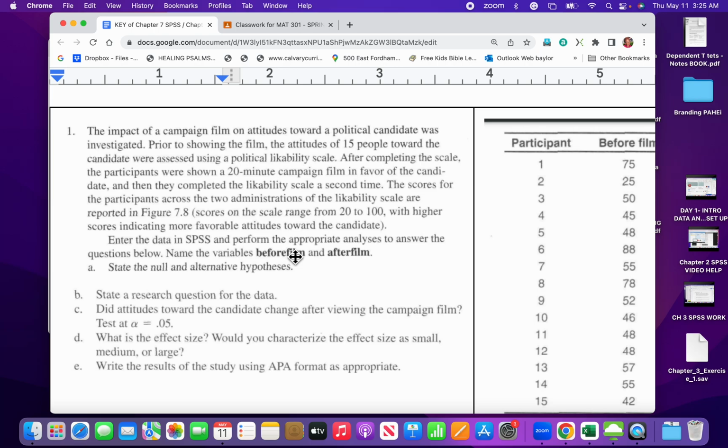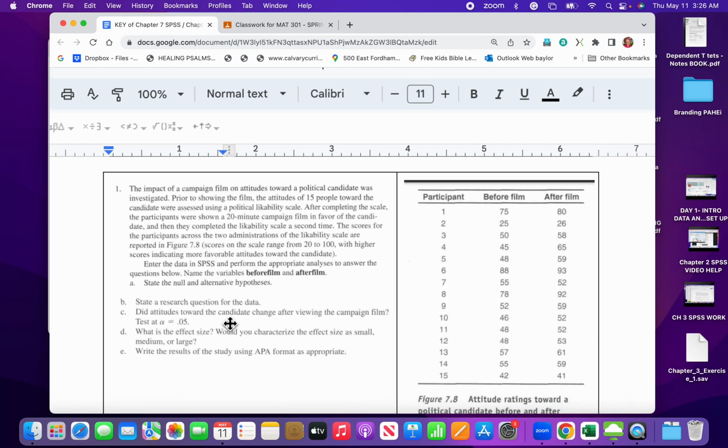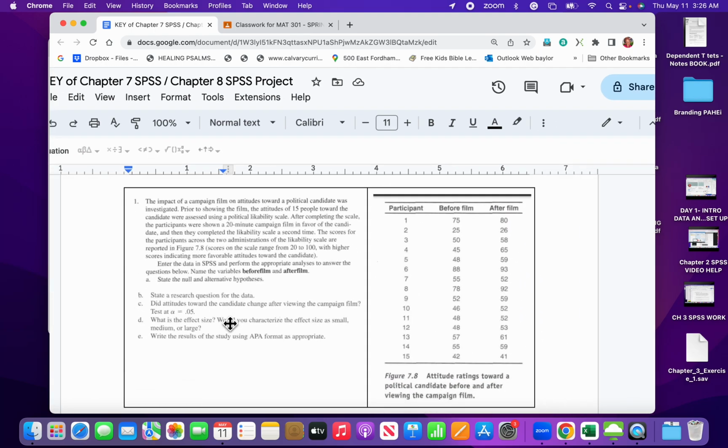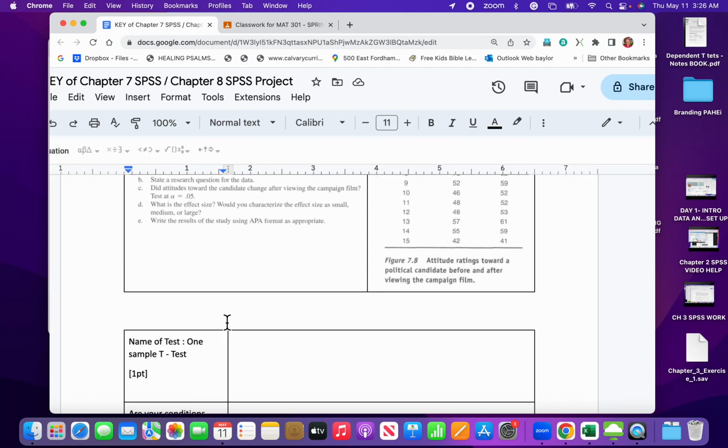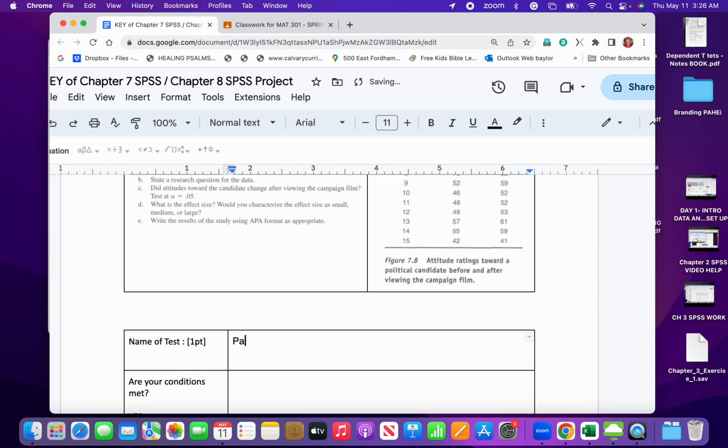Enter the data in SPSS, perform the appropriate analysis to answer the questions. State the null and alternative hypothesis. State the research questions for the data. Did attitudes toward the candidate change after viewing the campaign film? In fact, this is your research question, and this is also where your null and alternative hypotheses are going to stem from. So let's just start here. The name of your test is not going to be a one sample t-test here, but a paired t-test.